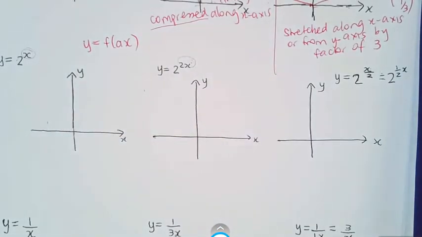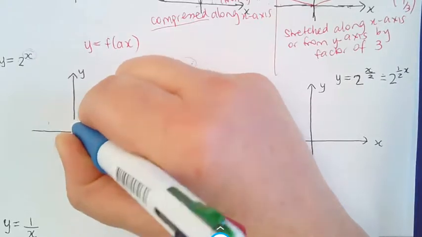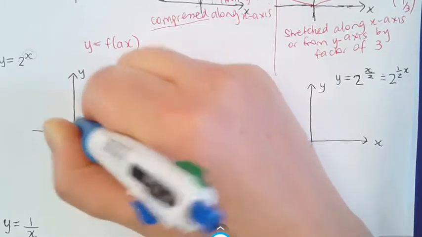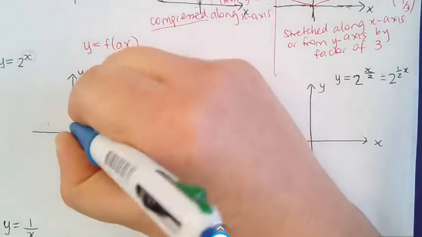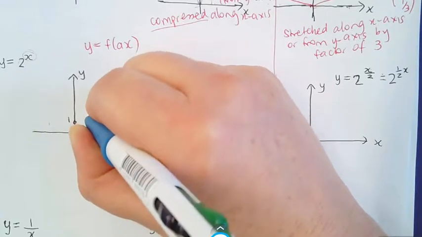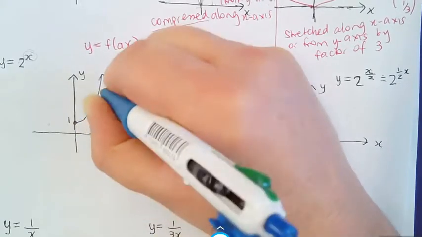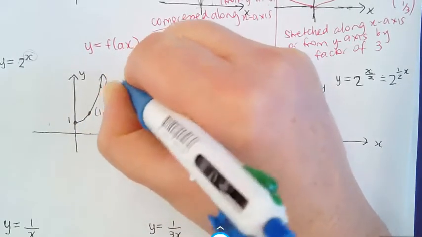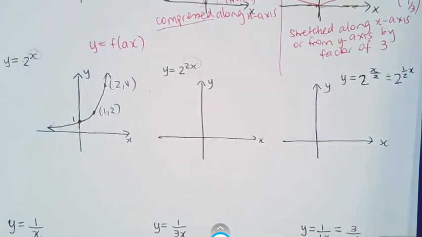So let's sketch y equals 2 to the power of x. Table of values in your head. When x is 0, y is, help me. When x is 1, y is, good. And you can do 2, 4 or whatever. So when x is 1, y is 2, and when x is 2, y is 4. And you've got your asymptote there. So this is y equals 2 to the power of x.